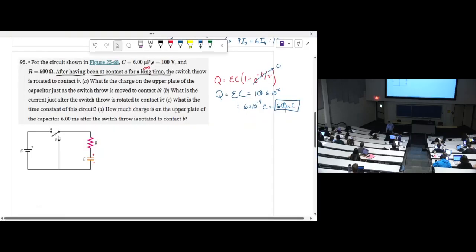But while the switch is open, while it's in this configuration, nothing can flow, so nothing happens. We've charged it up by throwing it to A, we break the circuit, the charge just sits there. And then we come along in part B, and we throw the switch closed to B. And now, exactly what I just showed will happen. You're going to get current flowing along this direction.